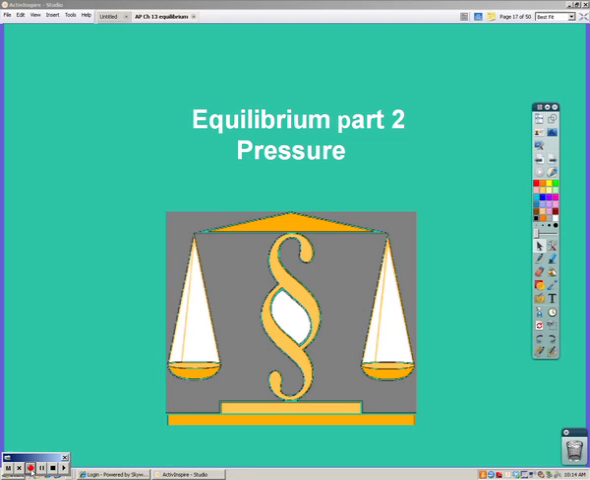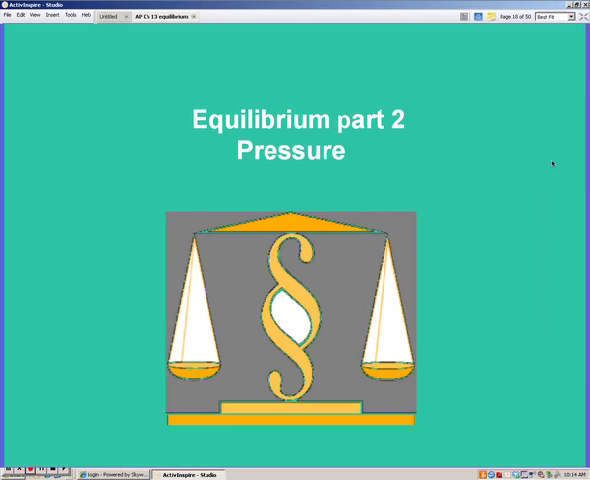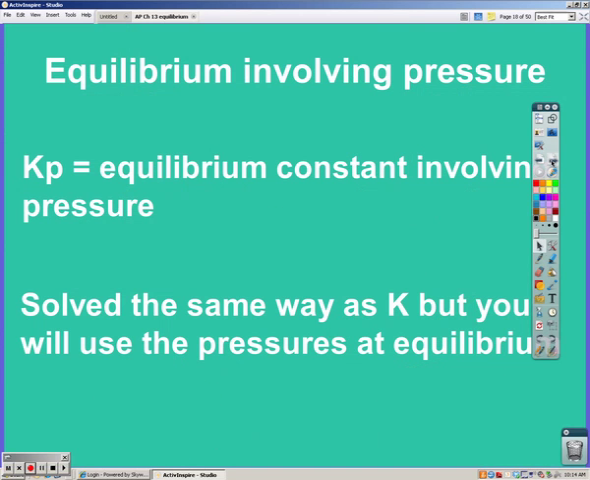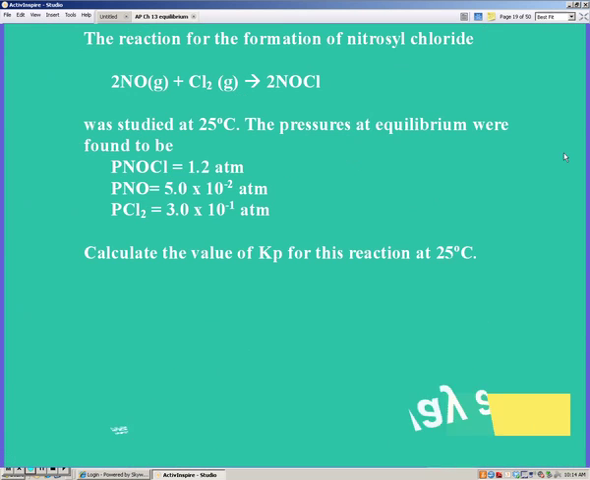So this part's going to deal with pressure. When equilibrium involves pressure, we're going to use Kp, which is the equilibrium constant involving pressure. It's solved the exact same way as K, but you're going to use pressures at equilibrium instead of concentrations.